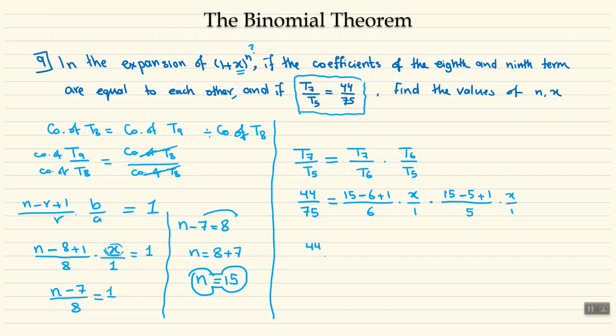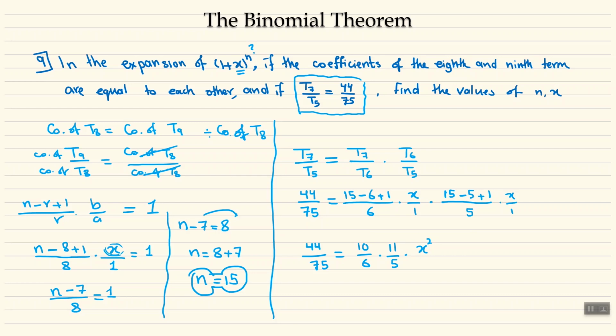44 over 75 equals 15 minus 6 is 9. 9 plus 1 is 10. So this is 10 over 6 times, let's do the other fraction. 15 minus 5 is 10. 10 plus 1 is 11. So this is 11 over 5 times x over 1 times x over 1 is simply x squared over 1.